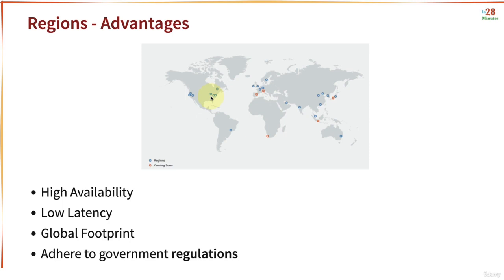The last advantage is adherence to global regulations. Different countries have different regulations. Let's say United States of America wants all the data related to its citizens to reside only within their country. In those kind of situations, you can create a region in United States and store all data of US customers only in that specific region. So regions help us achieve high availability, low latency, global footprint, and help us to adhere to government regulations.